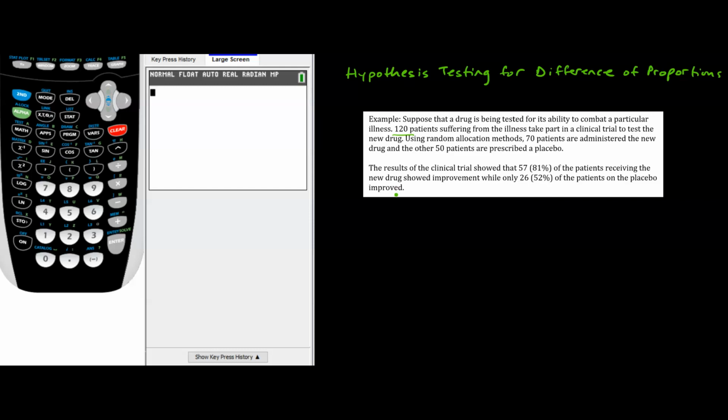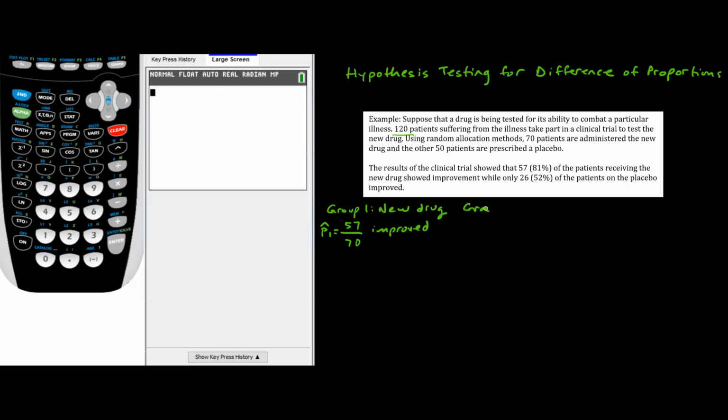So once again, you can see that we have two groups, and let's label our two groups. Group 1 is the new drug group, and in that group we saw that 57 out of the 70 patients who were administered the new drug improved. So this is our first sample proportion. You could call this p hat 1. So p hat 1 is 57 out of 70. And if you calculated what 57 out of 70 is, it is that 81% that you see right there.